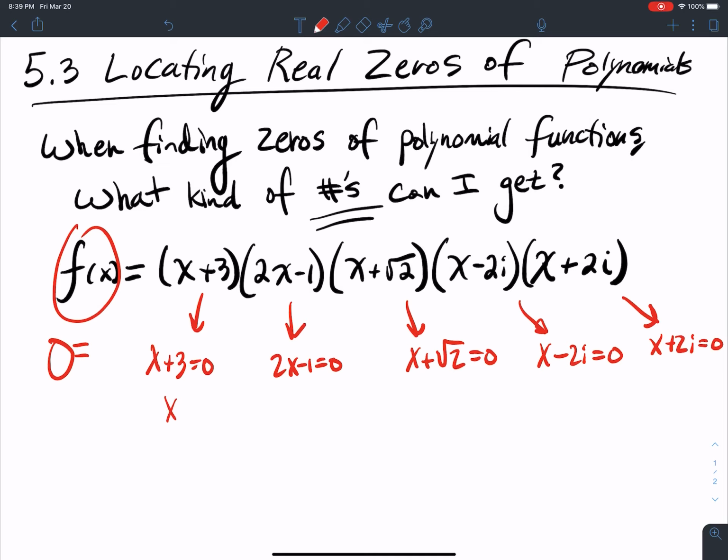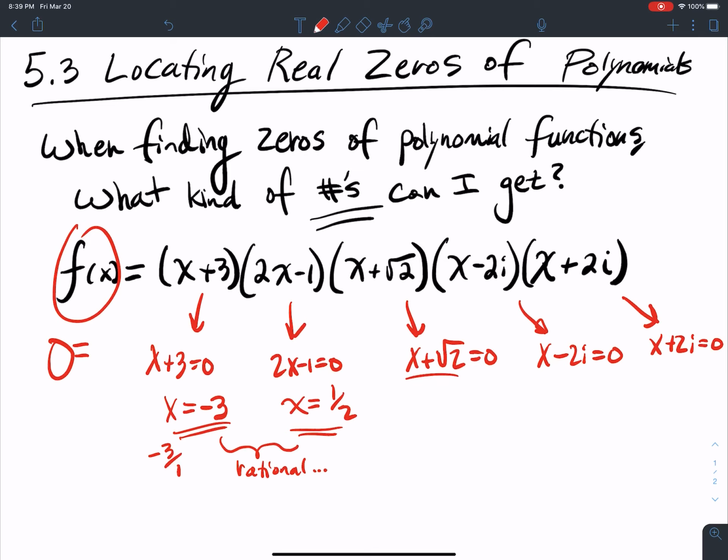If I solve this, I have x equal to negative 3. Negative 3 is an integer. If I solve for x here, I get 1/2, so I could have rational. By the way, both of those are rational, right? Negative 3 is like negative 3 over 1, so that could be written as a fraction.